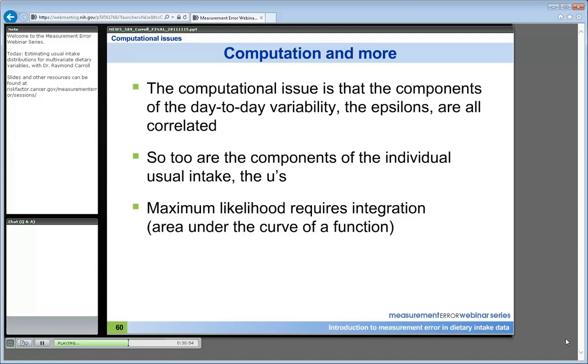And the computational issue is that the day-to-day variabilities are correlated. So my consumption of calories and my consumption of sofas are going to be correlated. If I have a lot of sofas, I'm going to have a lot of calories, most likely. And it's also true that how individuals differ from one another, those components are also going to be correlated. Because if I tend to want to have whole fruits, I'm likely to tend to want to have non-whole fruits. And the standard statistical technique called maximum likelihood requires integration, areas under the curve of a function, but we've got 19 dimensions. It's hard enough doing one-dimensional integration, but doing 19-dimensional integration is, in this context, not really feasible.